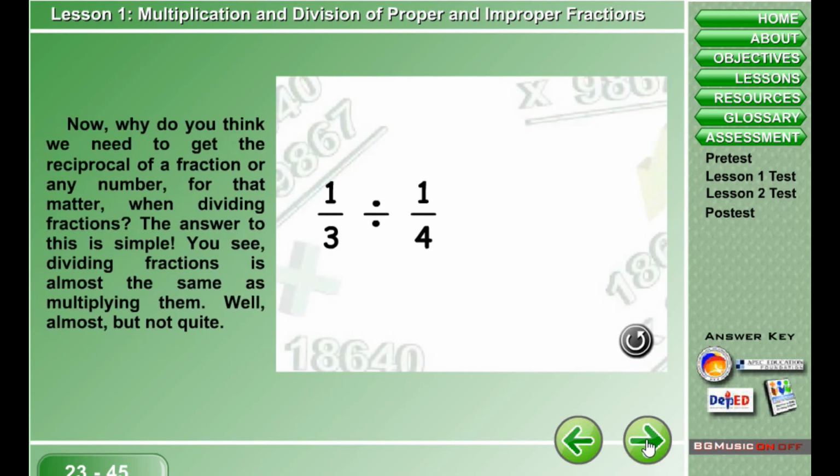Now, why do you think we need to get the reciprocal of a fraction, or any number for that matter, when dividing fractions? The answer to this is simple. You see, dividing fractions is almost the same as multiplying them. Well, almost, but not quite.